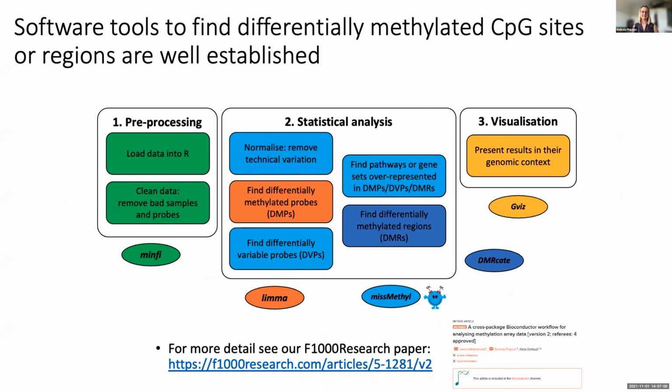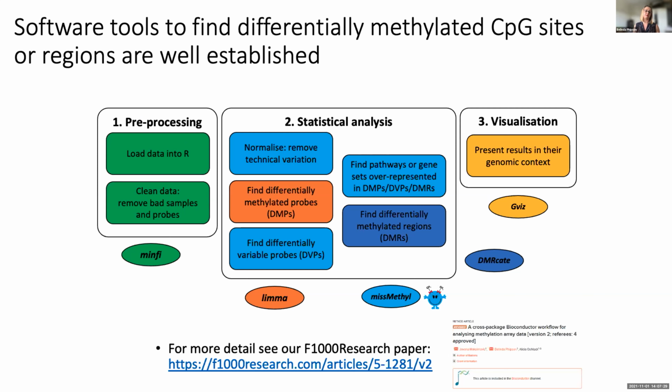So how do we analyze this kind of data? The software tools to find differentially methylated CpG sites or regions are really well established, and there are almost 100 Bioconductor packages that analyze methylation data. There are a few steps in the analysis pipeline, and we've got quite a comprehensive workflow on F1000 about how to do this sort of analysis.